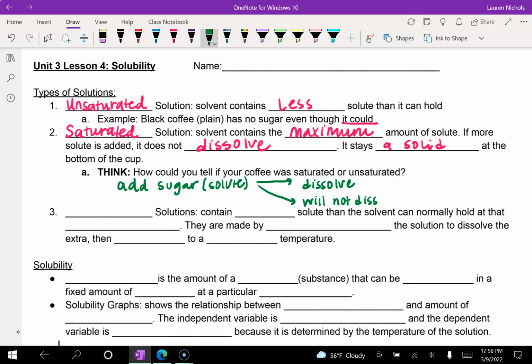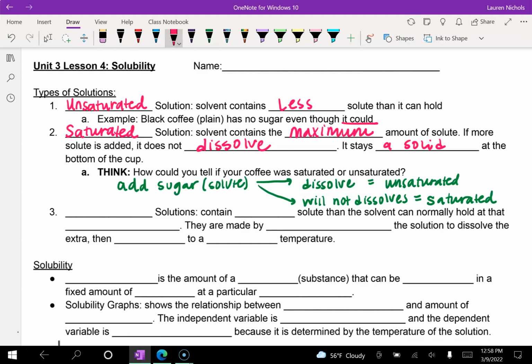Now, if it dissolves, that tells us that the solution was unsaturated because it had not already dissolved the maximum. But if it does not dissolve, that means it had already dissolved the maximum, and so it was a saturated solution. It cannot hold any additional solute.